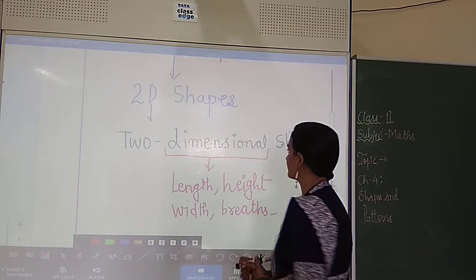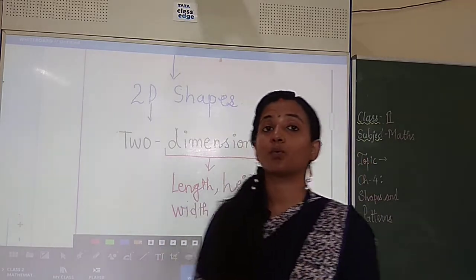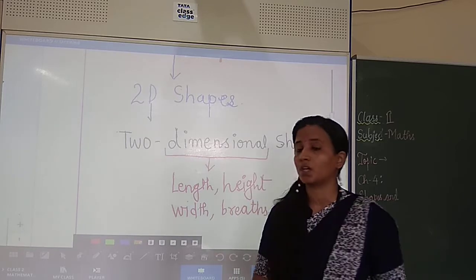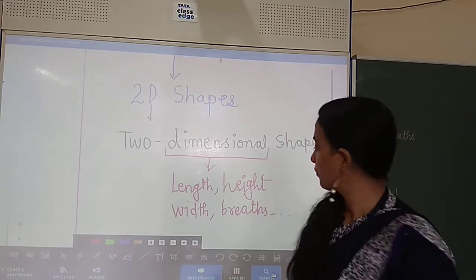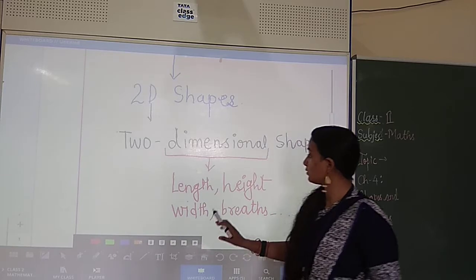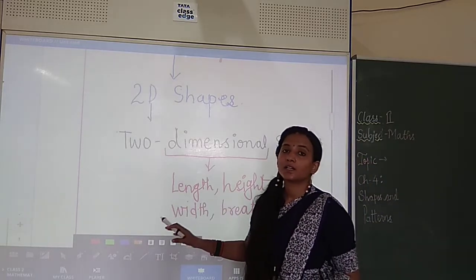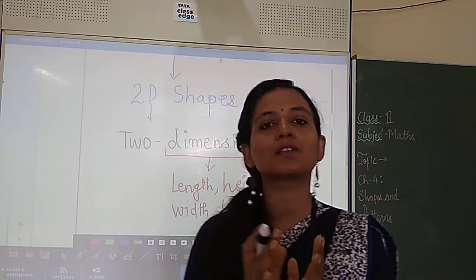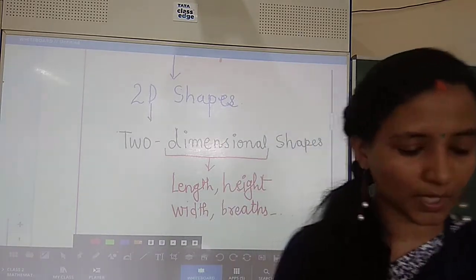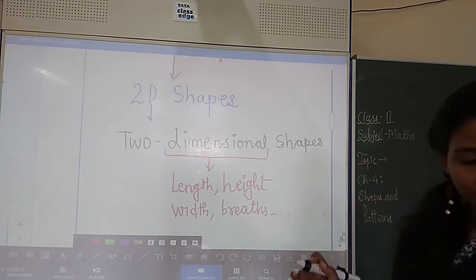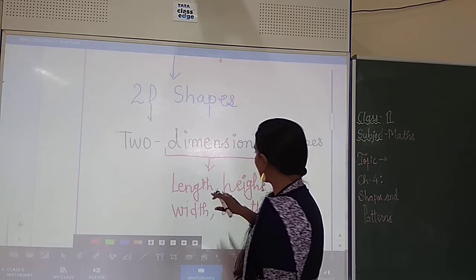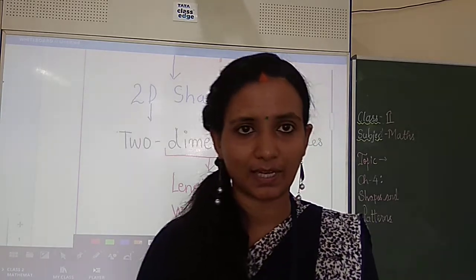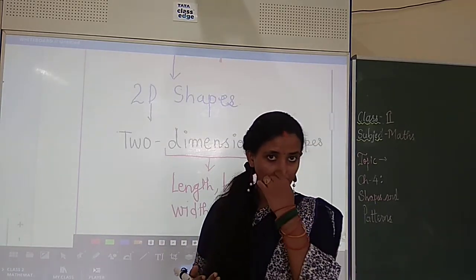So many are there. So, for two dimensions, which two will we use? Length we will use, and width. Height we will not use here. Okay, fine. So, let's see. There are some more 2D shapes that I want to tell you in this class, so we'll do this fast.